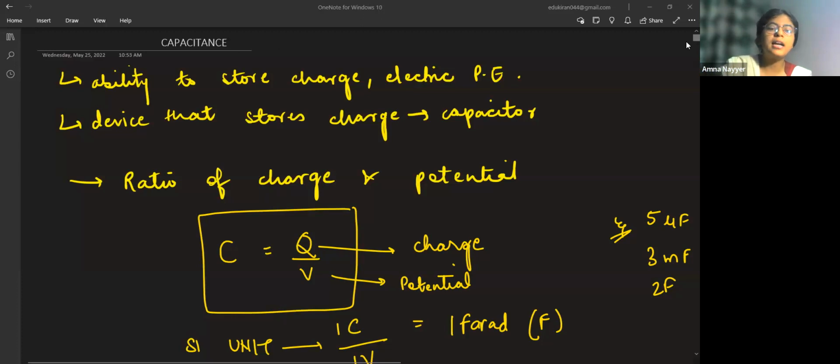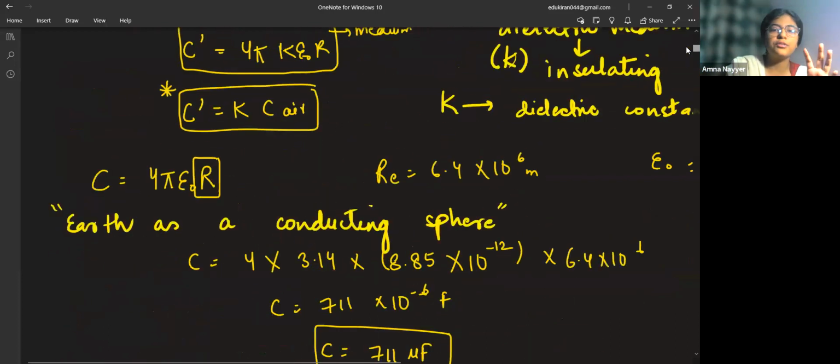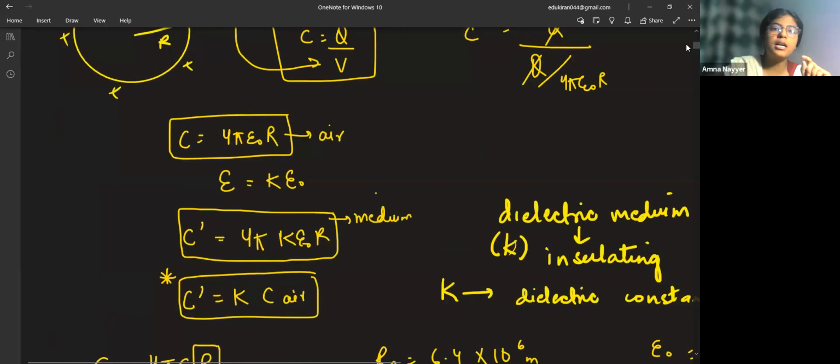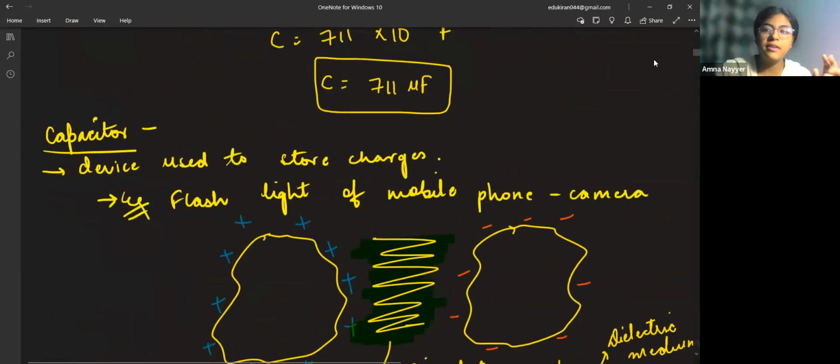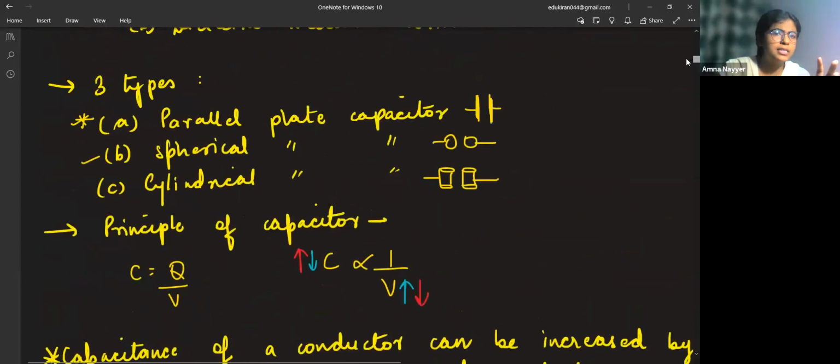All right, so we had started with capacitance. The formula of capacitance is the ratio of charge and potential. Capacitance for a conducting sphere is 4 pi epsilon naught r. This we had seen. And if Earth acts as a conducting sphere, the capacitance becomes 711 microfarad. There were 3 types of capacitors, out of which you just have to remember parallel plate capacitors in detail. Spherical capacitors we'll see in today's class only.